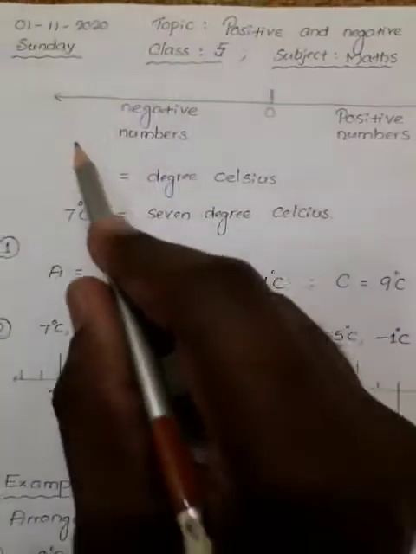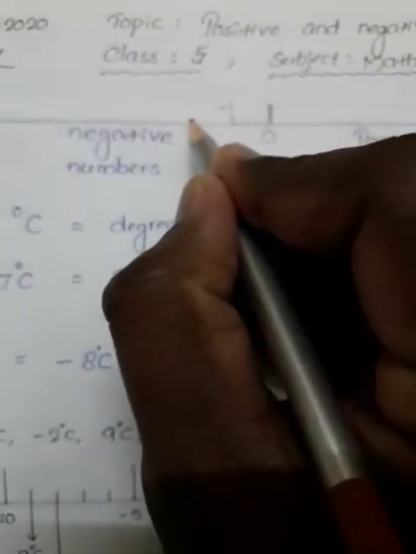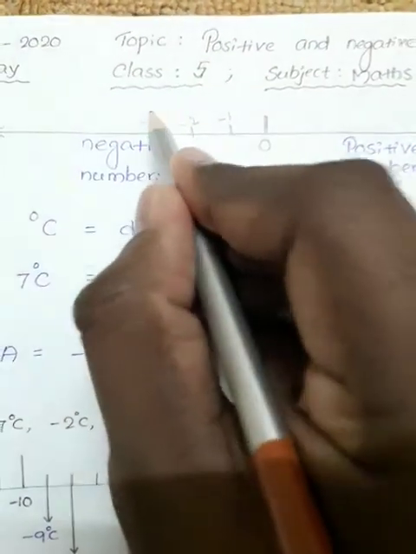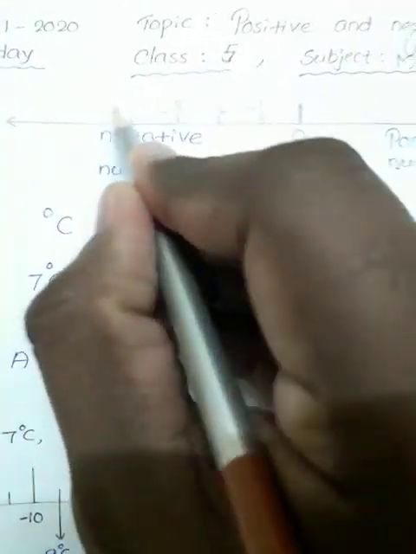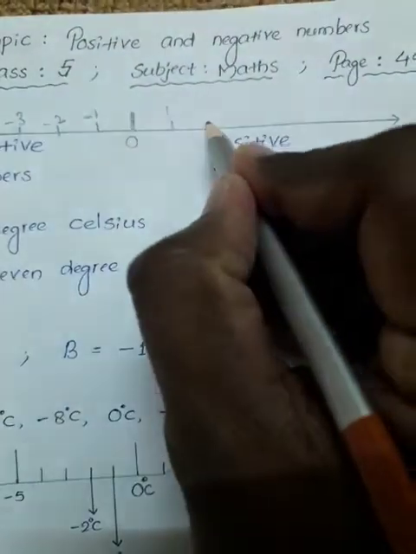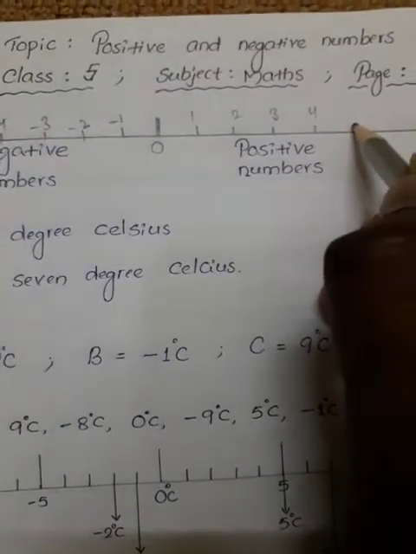Look at here. This is the number line. This is the zero, right or no? So, for example, here is what? -1. This is what? -2. This is what? -3, and this one is -4, like this way. And here is the positive side: 1, 2, 3, 4, 5.